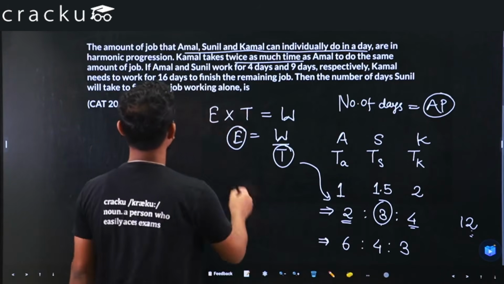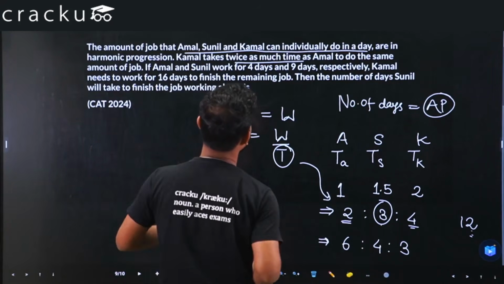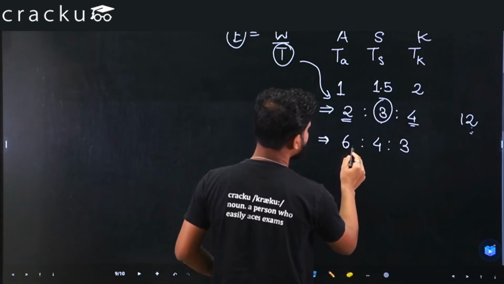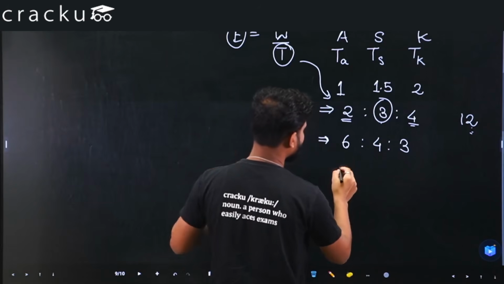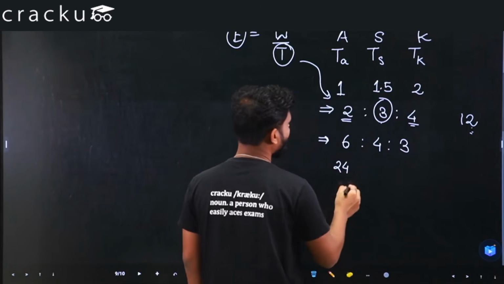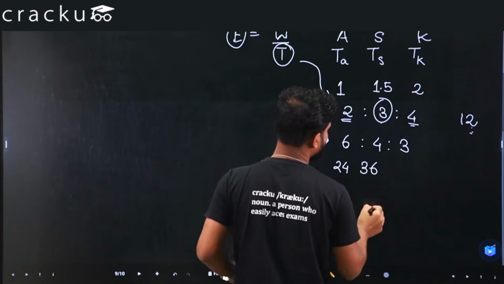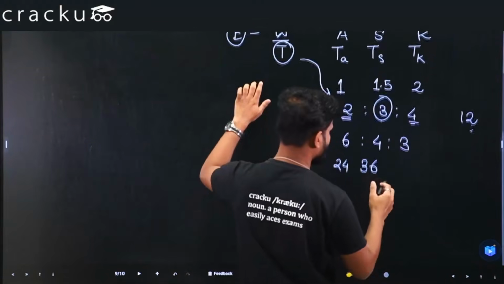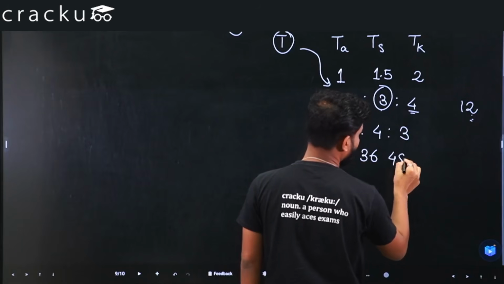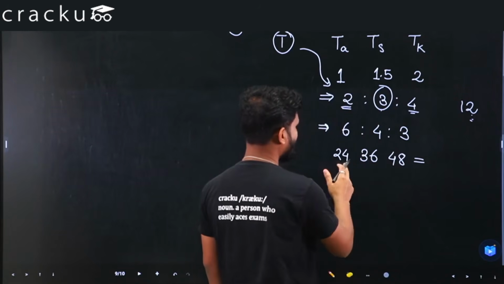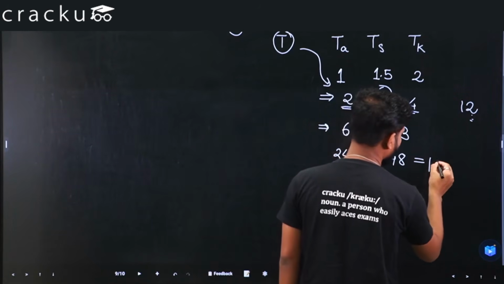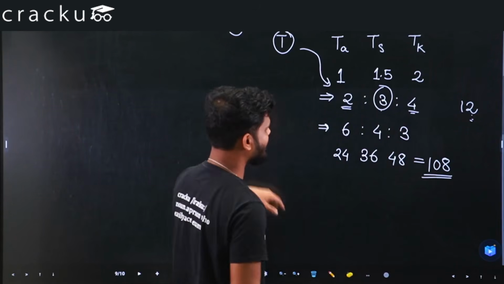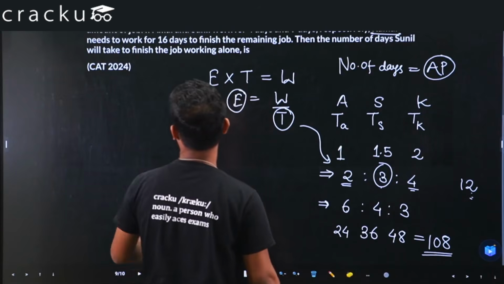Now it is told that Amal and Sunil work for 4 days, so 6 and 4 and 9 days, so 6 into 4 is 24, 4 into 9 is 36, and then Kamal works for 16 days, so 16 into 3 is 48. Total is what? 24 plus 36 plus 48, which is 108. Now the total work became 108.